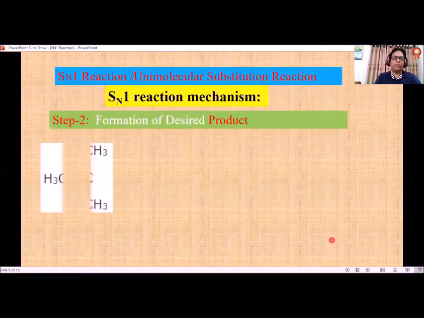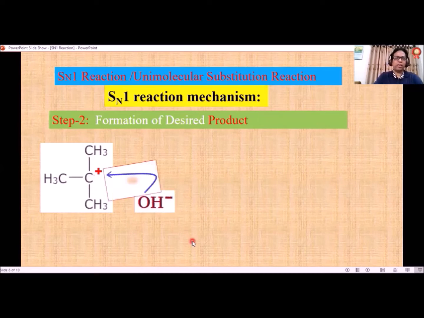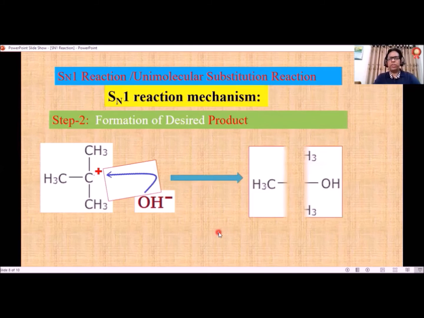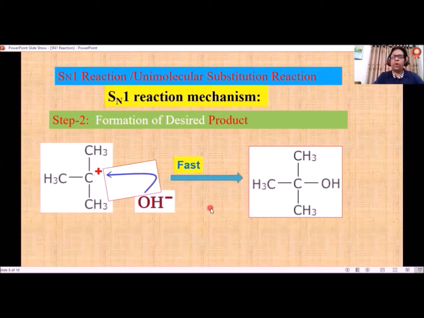Here the figure shows formation of the desired product. This is the carbocation, tertiary butyl carbocation. It is attacked by the hydroxide ion, that is, the nucleophile, and the product is tertiary butyl alcohol. This step is fast. So step 1 is the rate determining step.